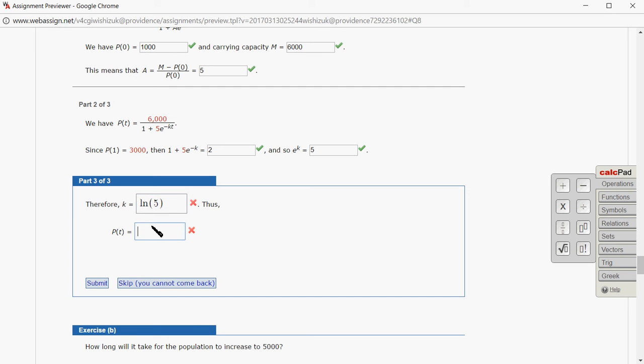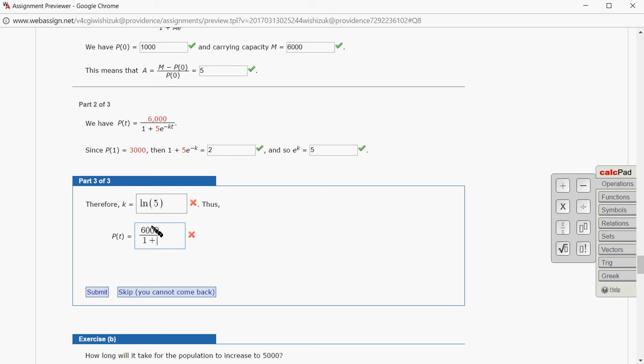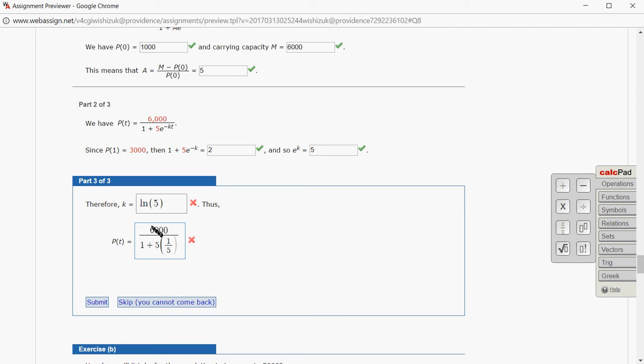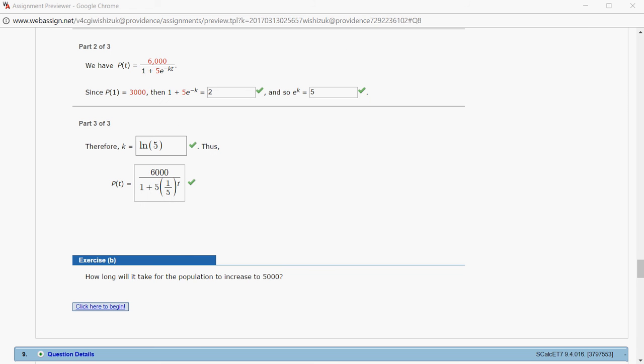We have 6,000 in the numerator, and 1 plus 5 times, e to the negative k would be 1 over 5. So we can just put 1 over 5 there. This 1 over 5 is e to the negative k, and you have to raise it to the t power. Let's submit. It came back and looks like we got this correct as well.